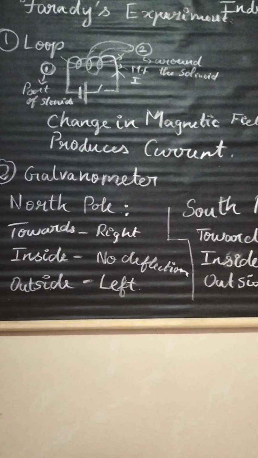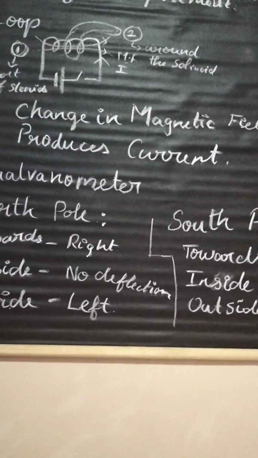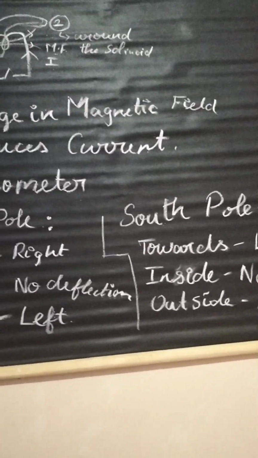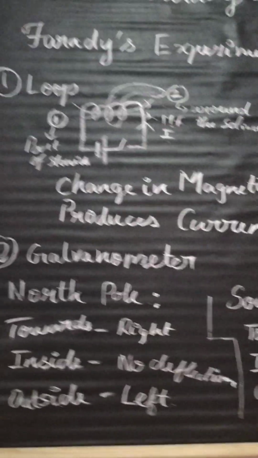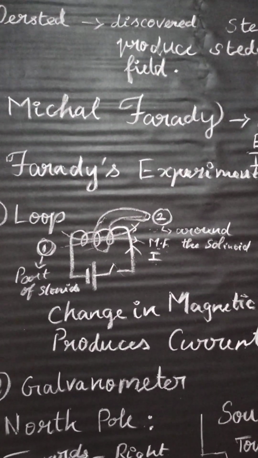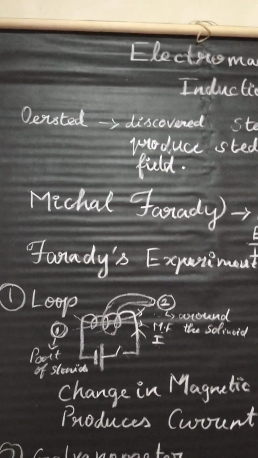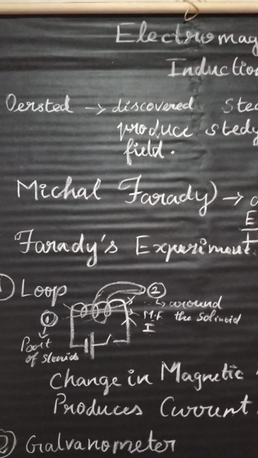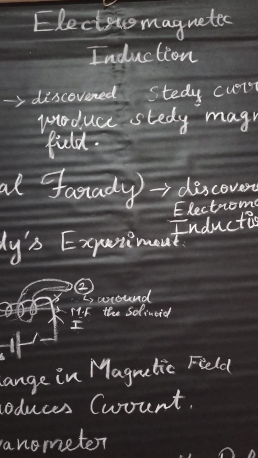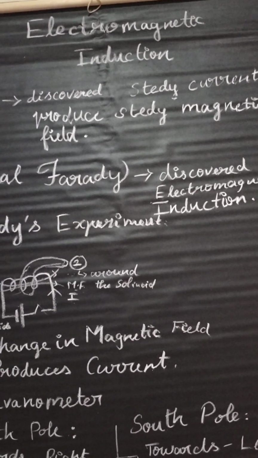This was found out by Faraday. Faraday's main point is that a change in magnetic field produces current. The deflection shows that current flows through the solenoid. When the magnet is stationary, there is no deflection in the galvanometer. This means a steady magnetic field, with no change, produces no current in the solenoid. So this was Faraday's experiment.